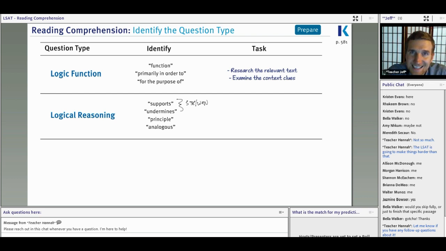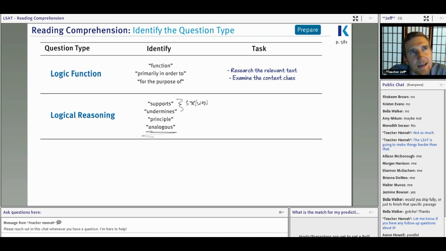And analogous, that's actually a type we already covered. We covered analogous in LR1. Can anyone tell me what analogous would be the same as? You're finding an answer. That is parallel, Aaron, exactly right. So analogous just means a parallel reasoning question.